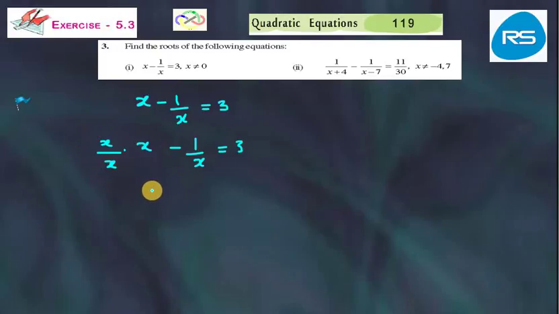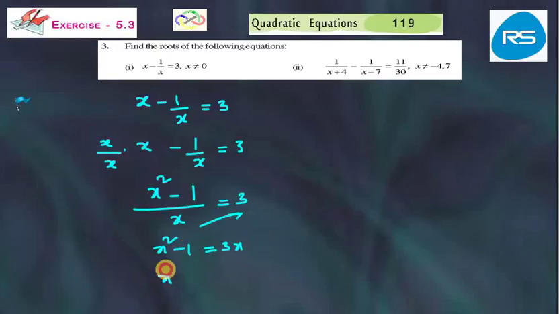What happens? You will get x square minus 1 by x is equal to 3. If this 3 goes outside, the division becomes multiplication. So x square minus 1 is equal to 3x. That is, x square minus 3x minus 1 is equal to 0.